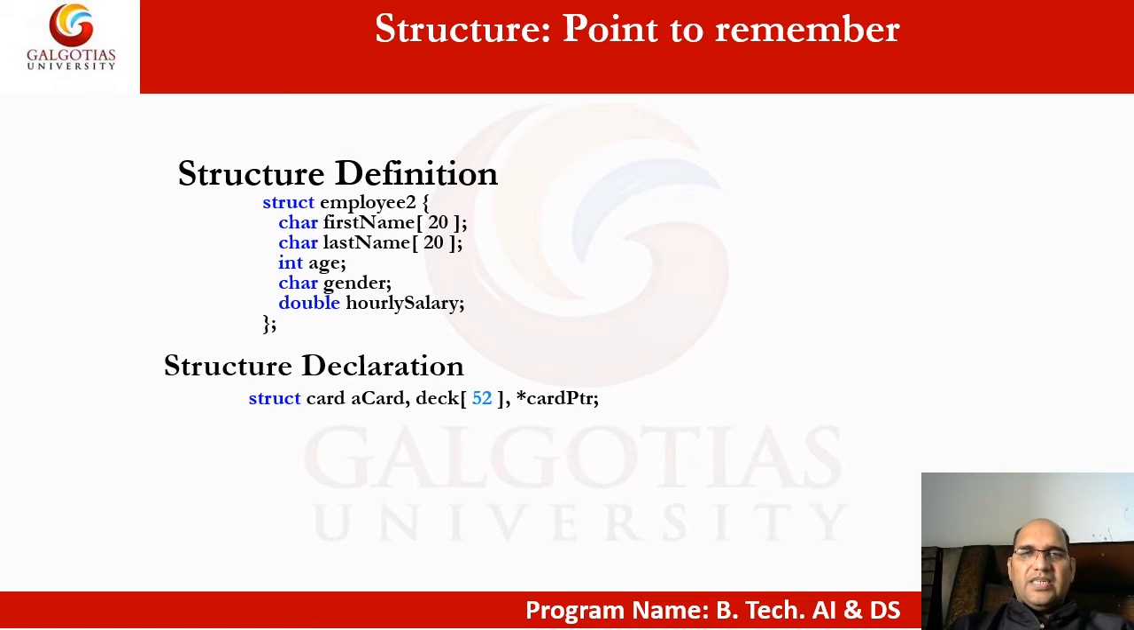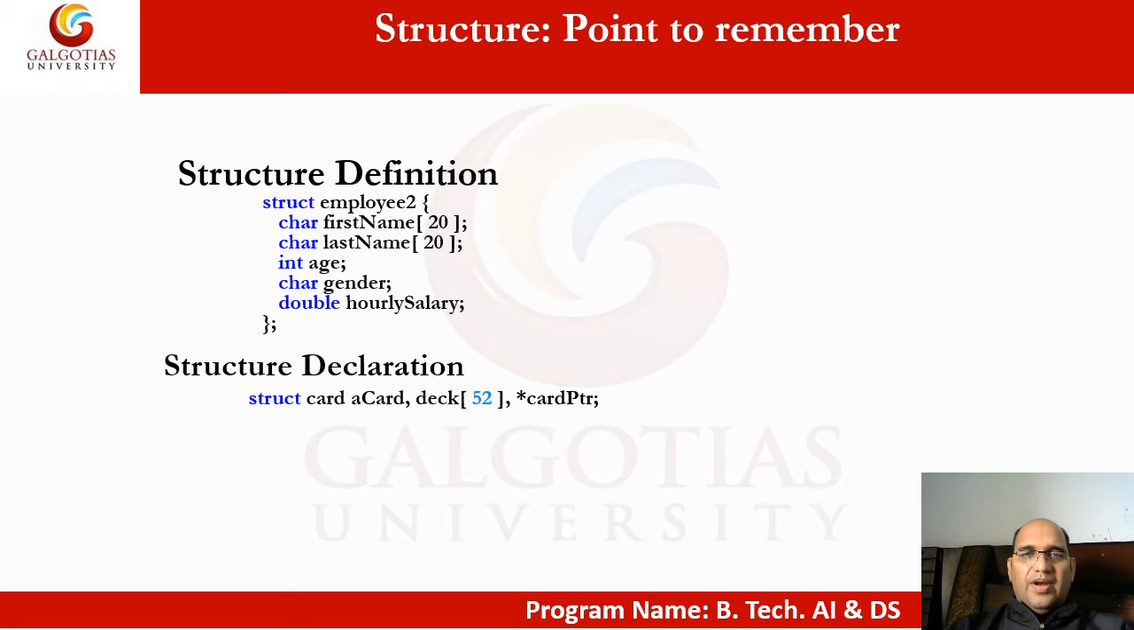Second part is the structure declaration. In the declaration part, we say that we are now going to allocate the memory for this particular structure. So when you write struct card, a card, you are going to allocate a memory for struct card type.